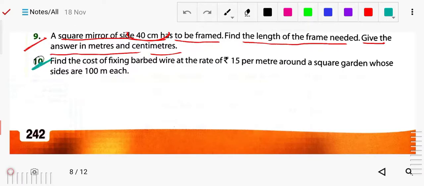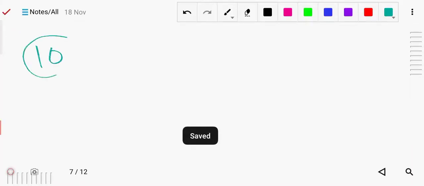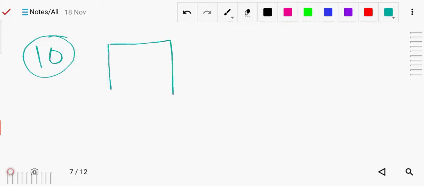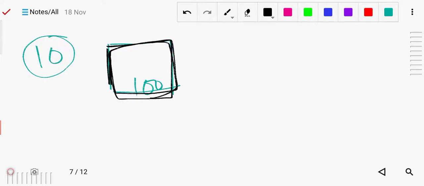Now next question number 10. Find the cost of fixing barbed wire at the rate of 15 rupees per meter around a square garden whose side is given. It means there is one garden whose shape is square, and its side is given 100 meter each, and there you have to put the barbed wire on every side. So first of all you have to find its perimeter.